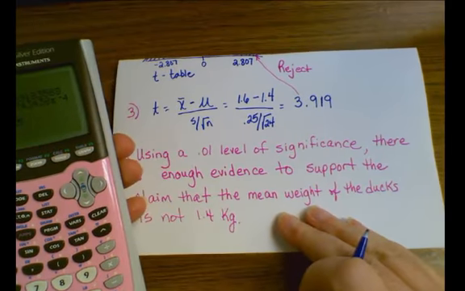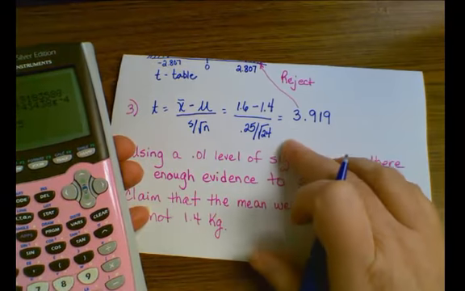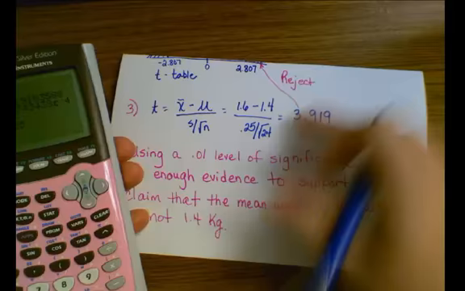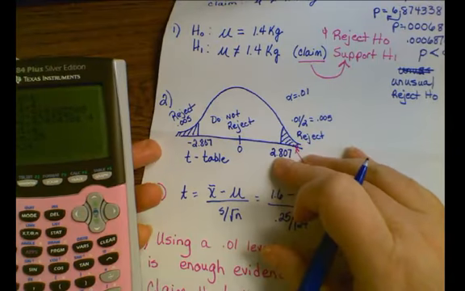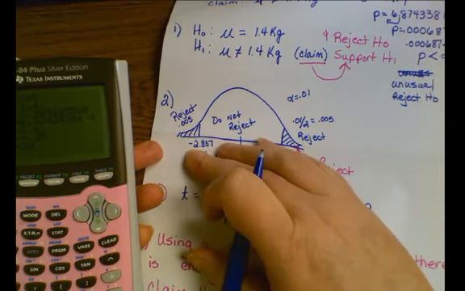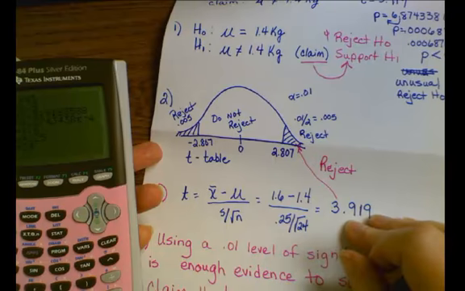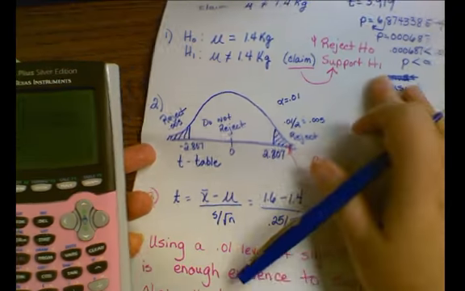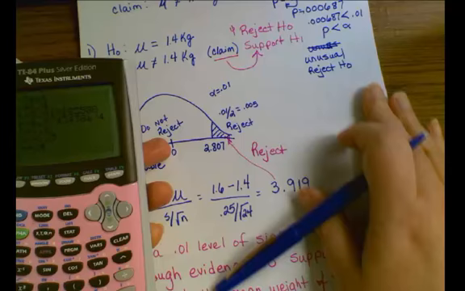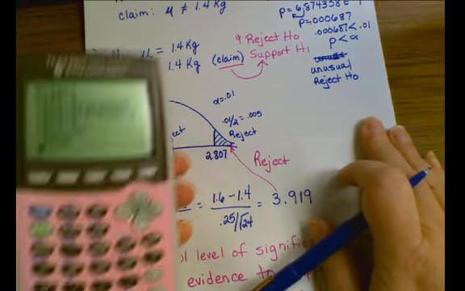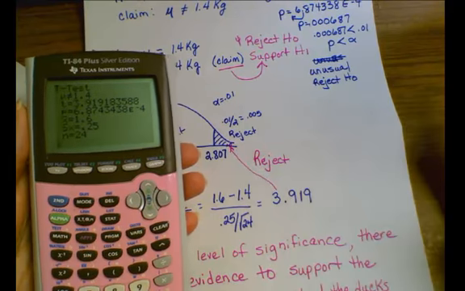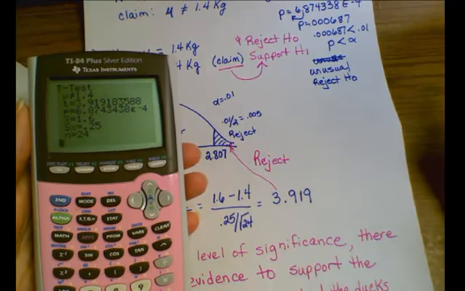So the p-value basically skips calculating the step 3 and drawing our picture by hand and finding the 2.807 and the negative 2.807 and making the comparison of this number to this number. It compares a probability to a probability and lets the calculator find that value for us. So that's an example of doing hypothesis testing.